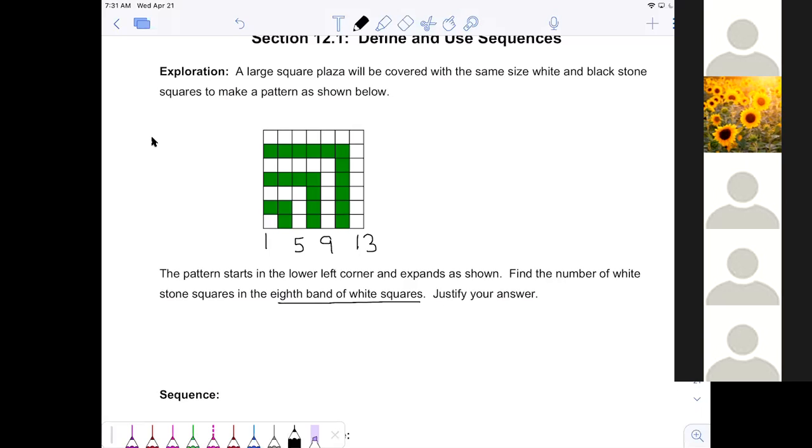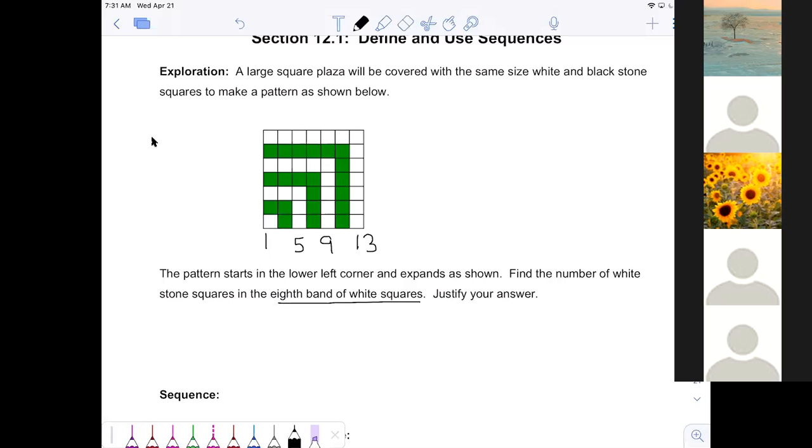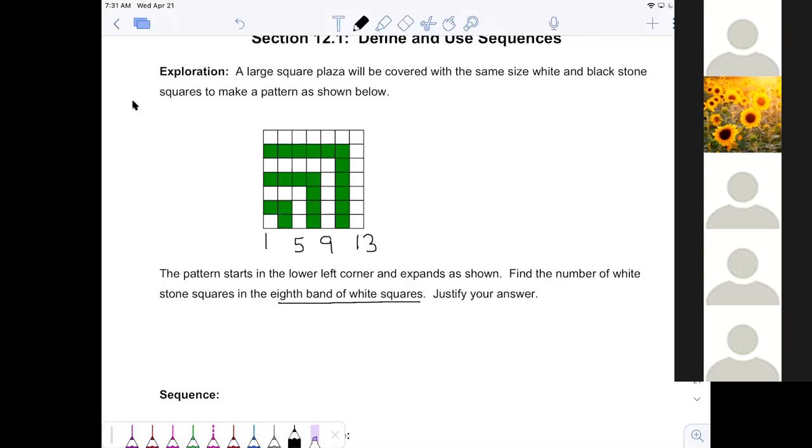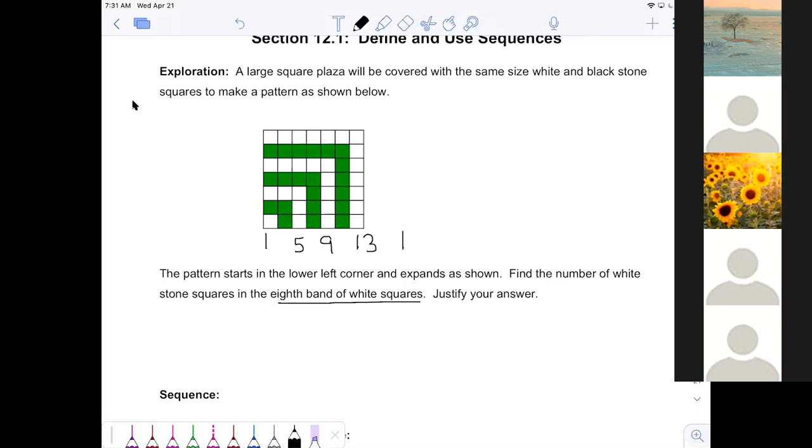Well, what else could we look at in these numbers? What else do you notice? Anybody else notice something different about the numbers? Malachi, what do you notice? They're all increasing by 4. Yeah, so if we continue that pattern, Malachi, what would the next group be? 17. And then 21. Keep going. 25. And finally? 29. So how many squares are in the 8th band? 29. Yeah, 29. Nice job, Malachi.